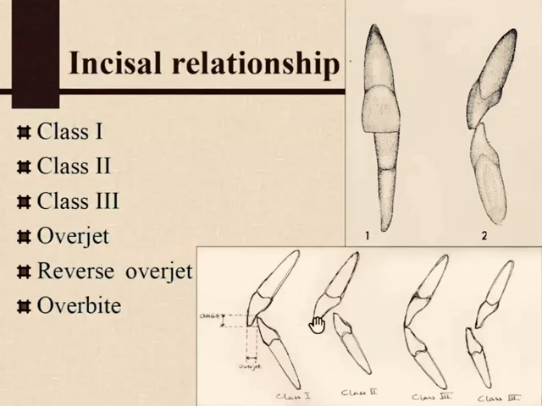Horizontally increased overjet is class 2. If we have edge to edge, or a reverse overjet, which is the horizontal overlap reversed, we call it class 3. Either there would be no overbite at all, or no overjet at all, or it will be reversed, what we call reverse overjet, and this is called a class 3 incisal relationship.